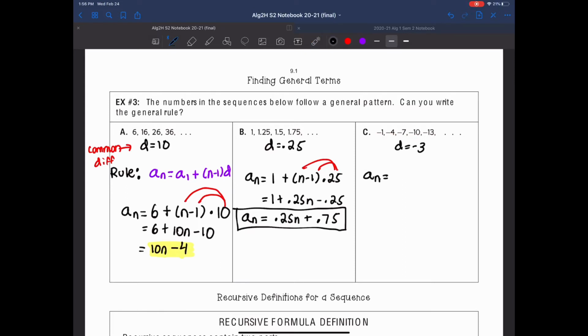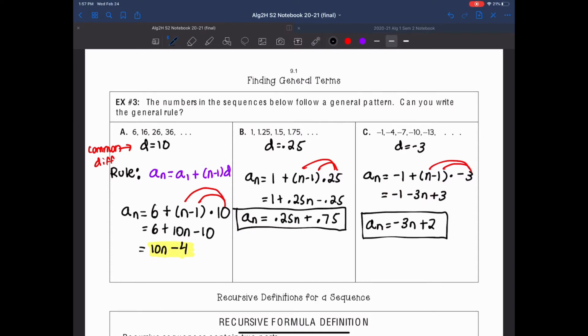We get A sub n equals A sub 1, which is negative 1, plus n minus 1 times the common difference, negative 3. Let's take that negative 3, distribute it inside of the parentheses, and we get A sub n equals negative 1 plus, that's going to be negative 3 times n, so that's actually negative 3n. Negative 3 times negative 1, that's going to give me positive 3. All right, combine like terms, and we get the rule A sub n is equal to negative 3n, and then we have negative 1 plus 3, that gives me positive 2. So this is the rule of the sequence.